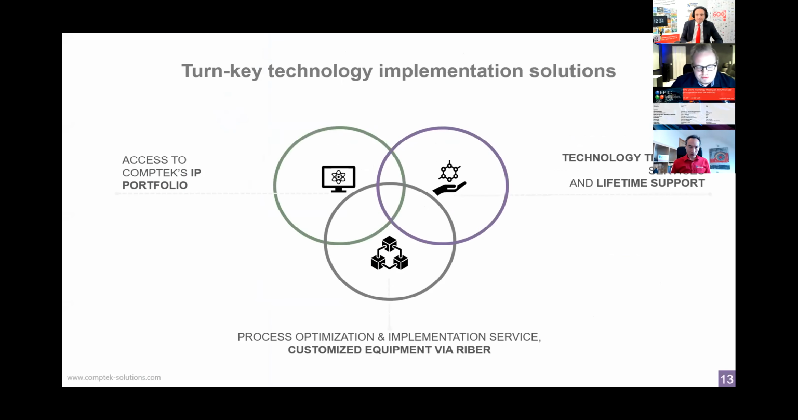How do we collaborate? What you can do for us is join us and collaborate with us to enable this next micro LED revolution. How we work is that we do the process optimization and implementation for the customer, and then the customer gets access to our IP portfolio, and we do the technology transfer. And we have a partnership with well-known equipment maker Riber, who can provide mass production tools to apply our technology for micro LEDs.